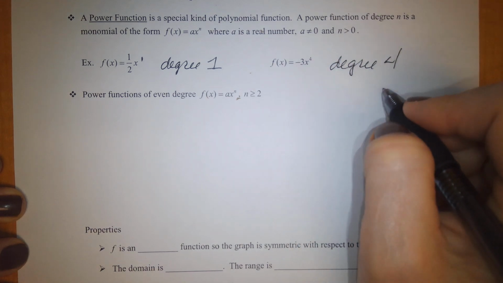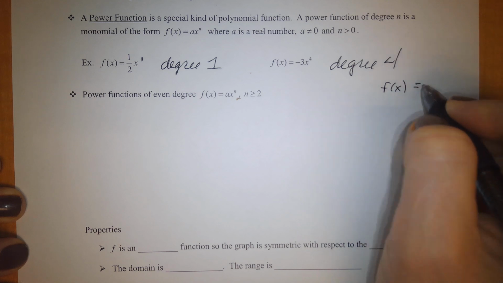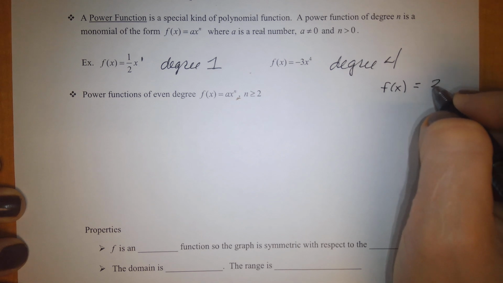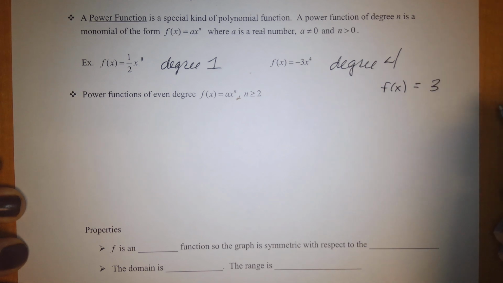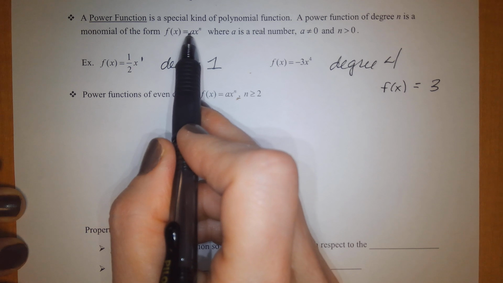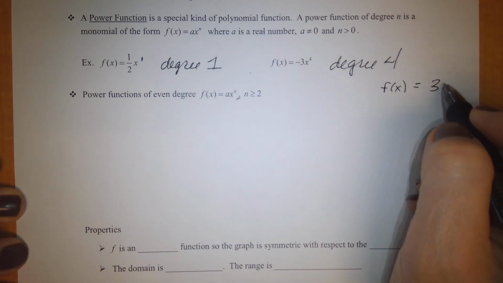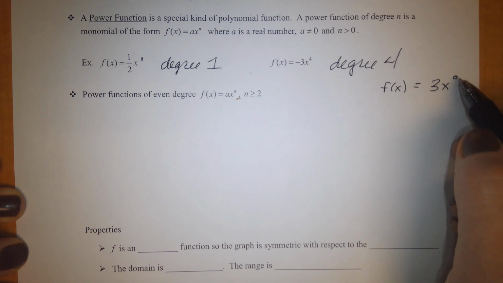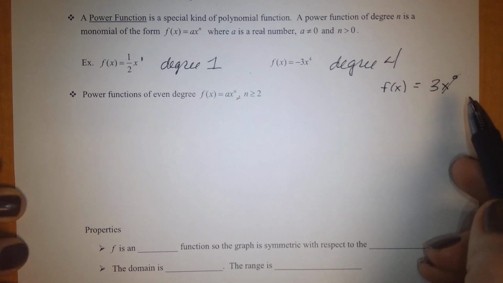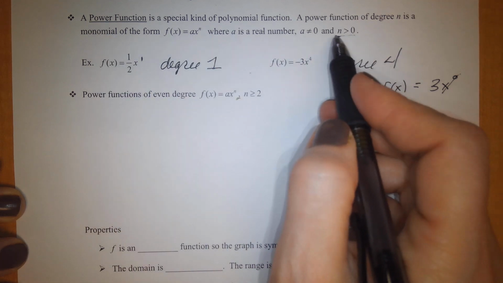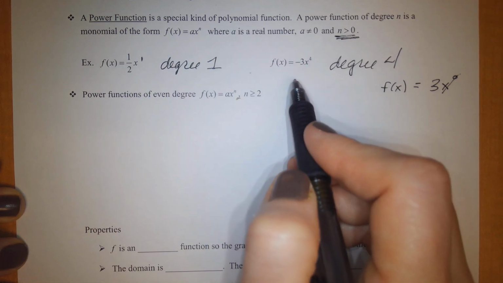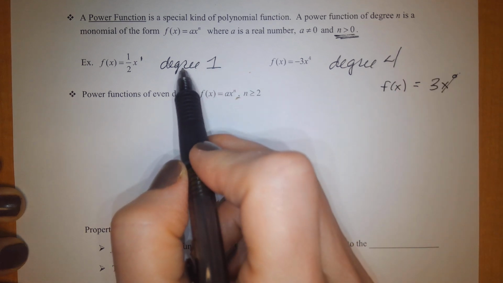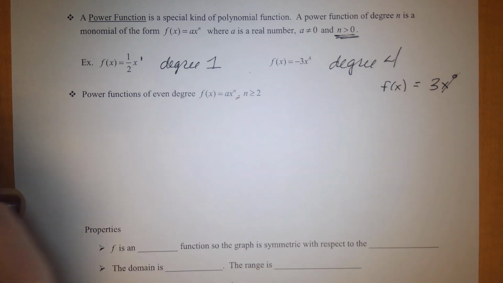On another note, a similar example, if I have f of x which is equal to 3, this actually is a power function. It's a coefficient times x to a power. The power just happens to be 0. However, in order to be a power function, we generally like to set n greater than 0 to eliminate this case. So we like to have n at least of a degree 1 or higher.